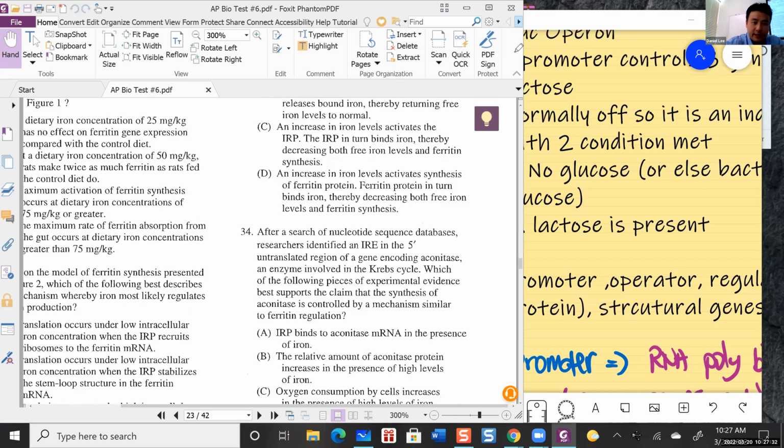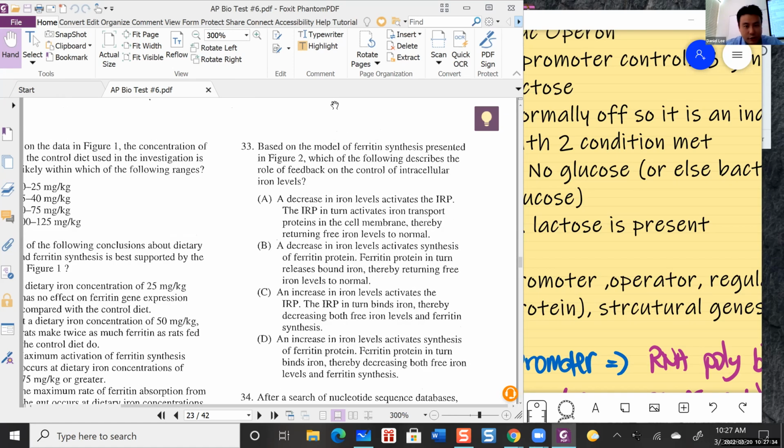Number 33, okay? So the last two is usually the hardest. After you interpret the data, now is application. Based on the model of ferritin synthesis, which of the following describe the role of feedback control of intracellular level? So feedback, negative feedback especially, is how all these are regulated, okay? So feedback control. You have to read all of them, unfortunately.